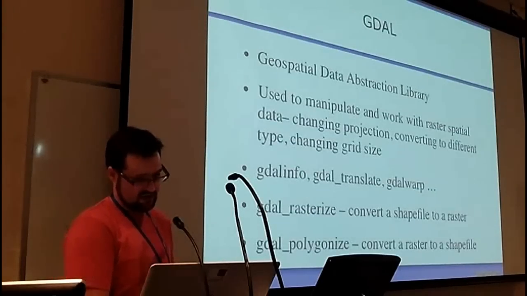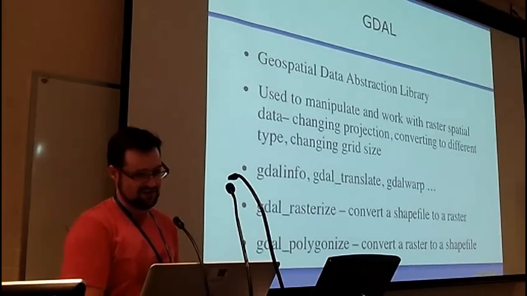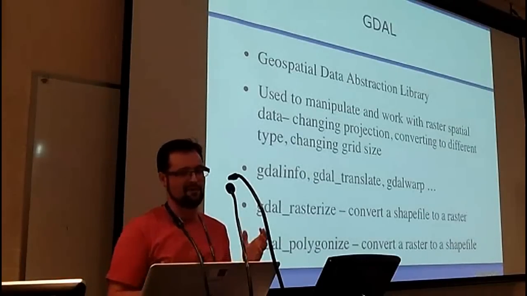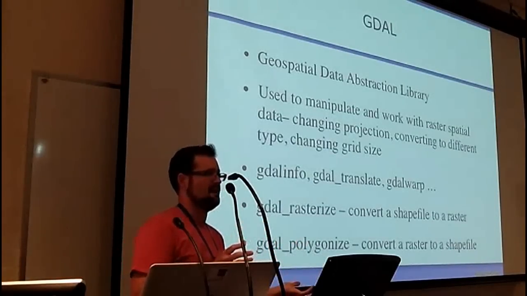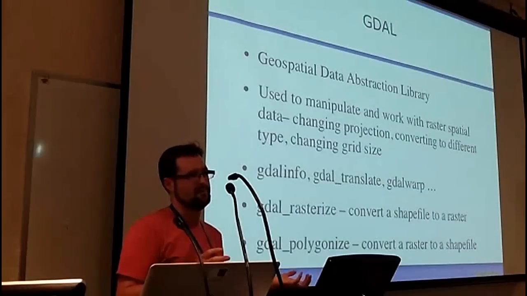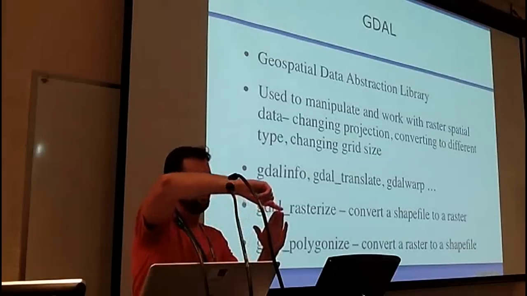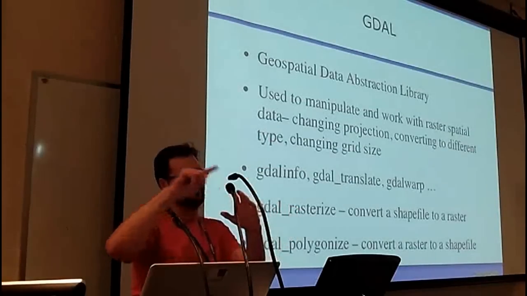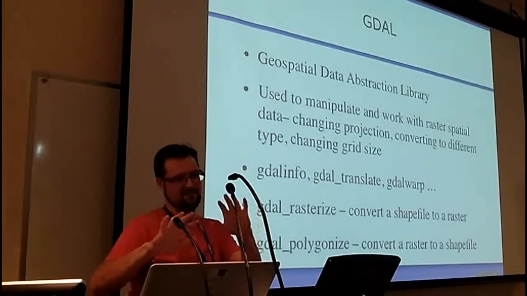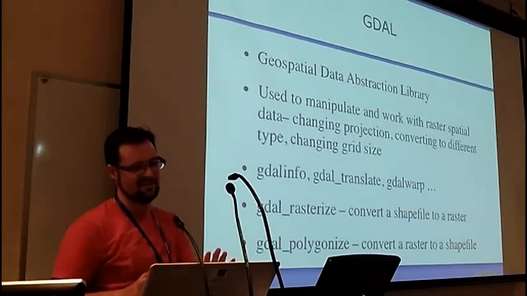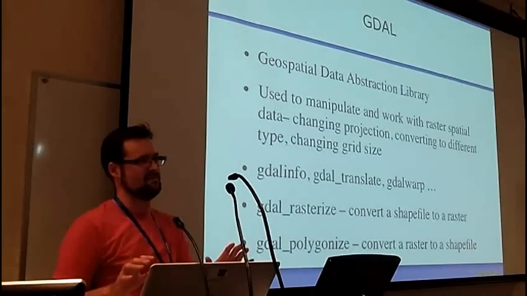There's a few others there. gdal_rasterize, which you can use to convert a shapefile to a raster. So you can actually go from a polygon to a raster, and it's called burning in. You pick an attribute and you burn in the shape into it, and you can burn in different levels into the raster. And then there's gdal_polygonize, which you can use to convert a raster into a shapefile.